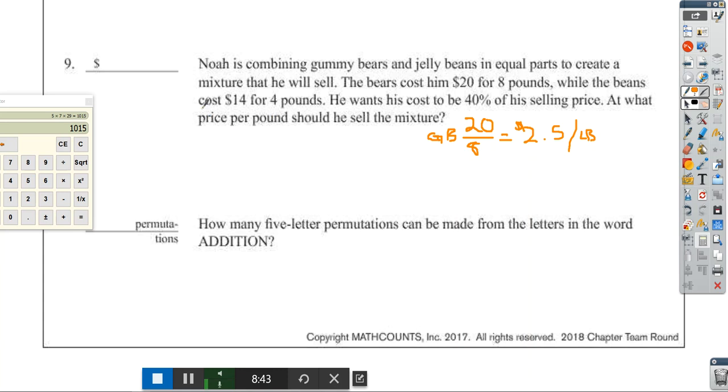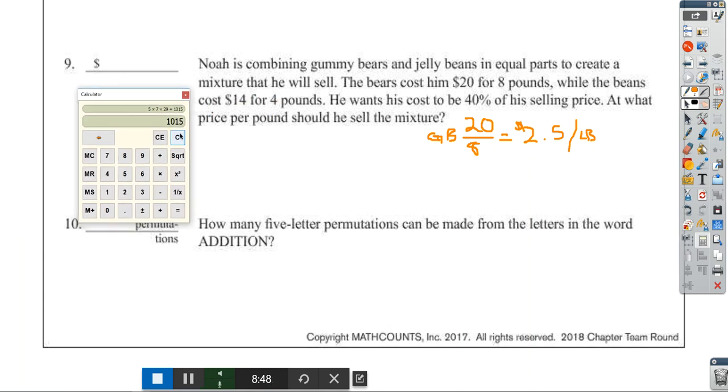All right, while the beans cost $14 for 4 pounds, so we're going to go 14 divided by 4. And so we know the cost for the jelly beans is $3.50 a pound. Okay. So our selling price is going to be for 1 pound, right?